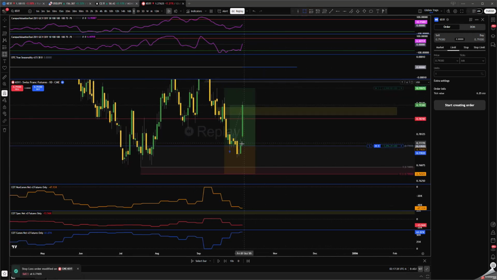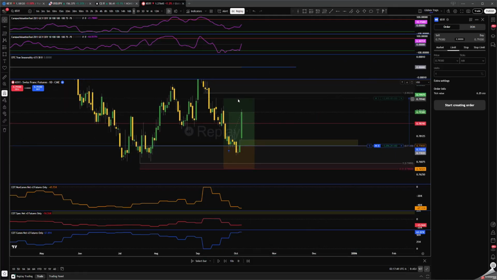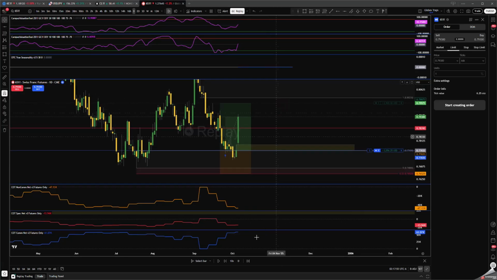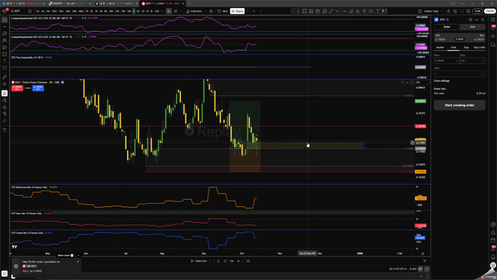on the way up it created this gap right here, which it can come back to fill, but let's see. Yes, so it's a break-even trade. Gap is filled.